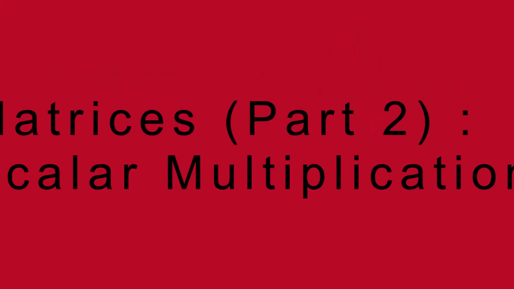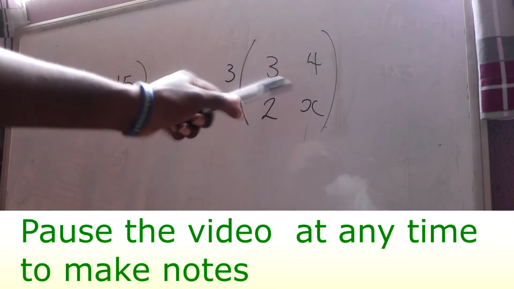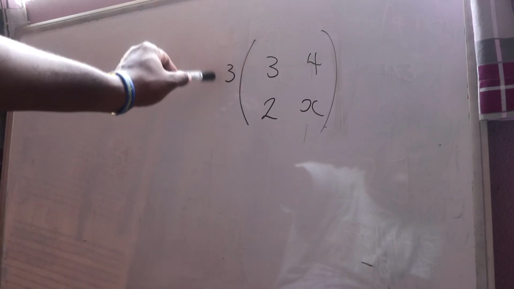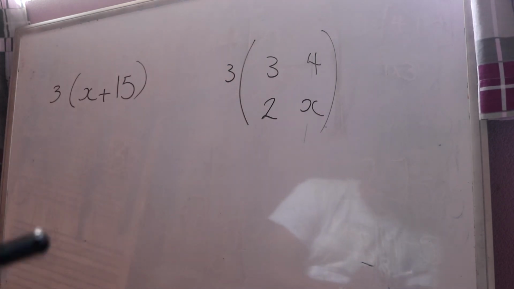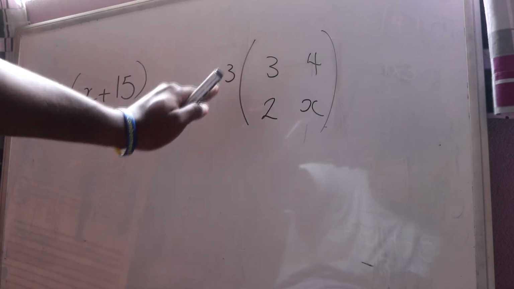So scalar multiplication is when you have a matrix and you are multiplying it by a scalar quantity, which is just something that is outside of the matrix. So this matrix is being multiplied by 3.